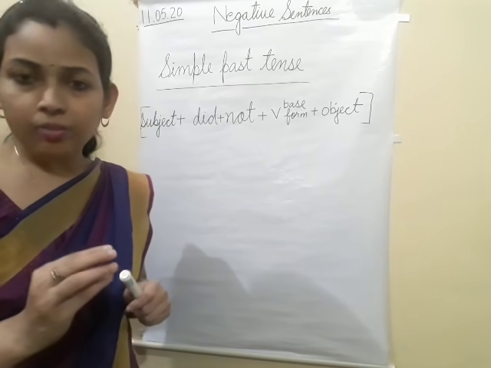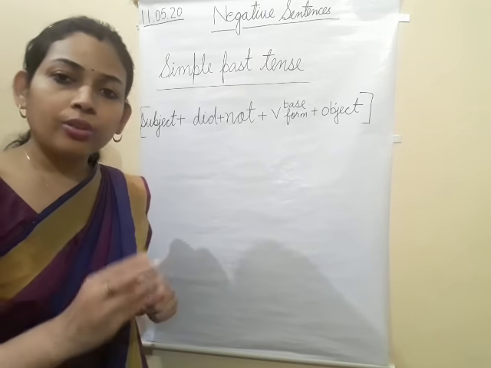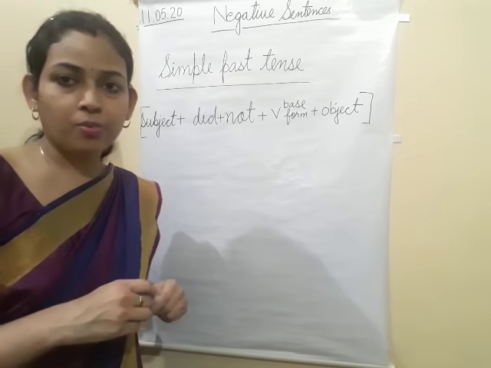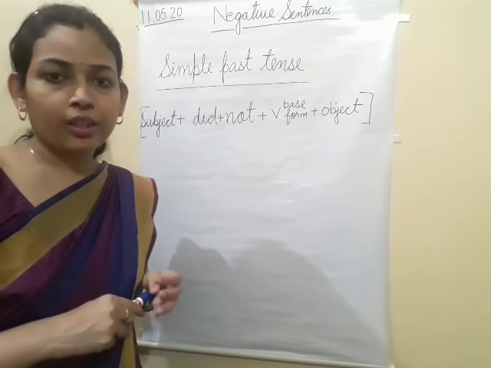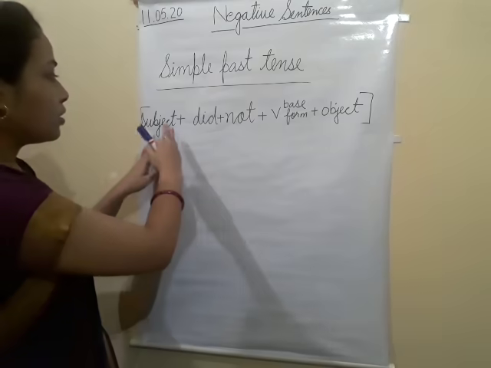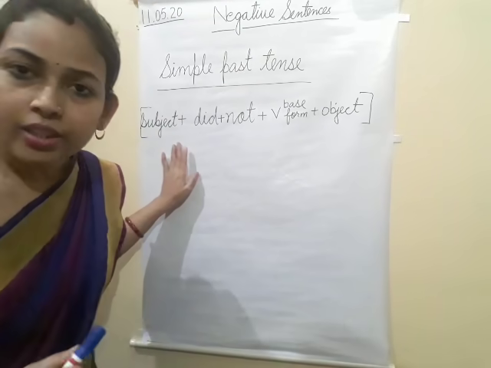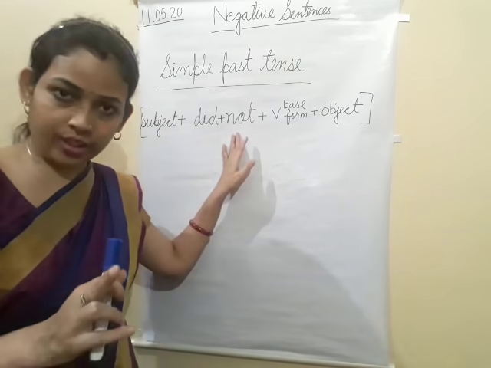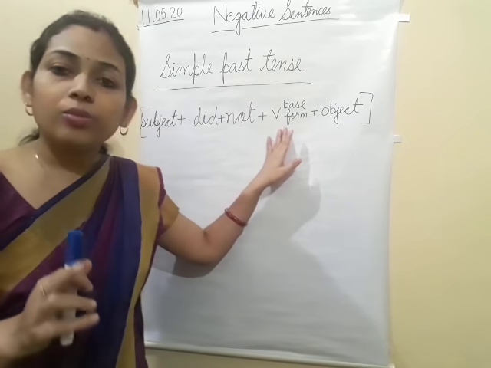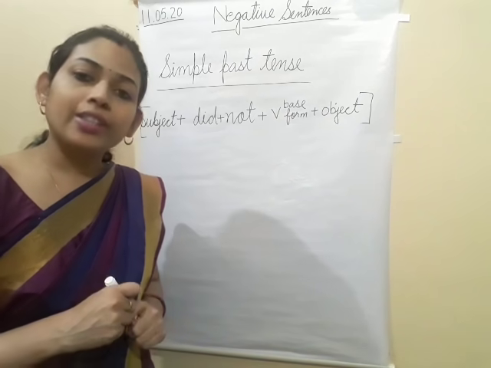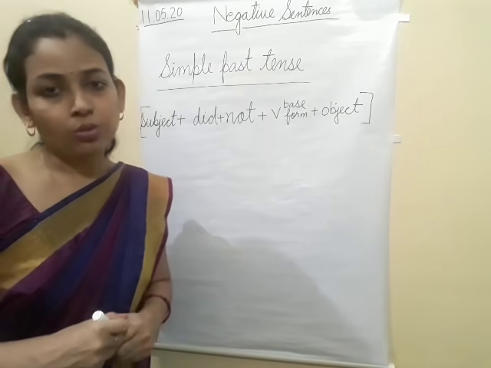It is on page number 86, I think. I told you, just revise it. You read again and again all the forms of verb. I hope many are doing this. So in simple past tense, this is the structure: subject, and in negative sentences we use did not, then verb base form, and then object. With the examples we will understand how to do it.